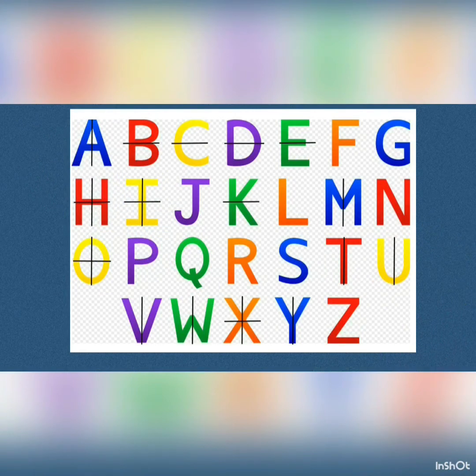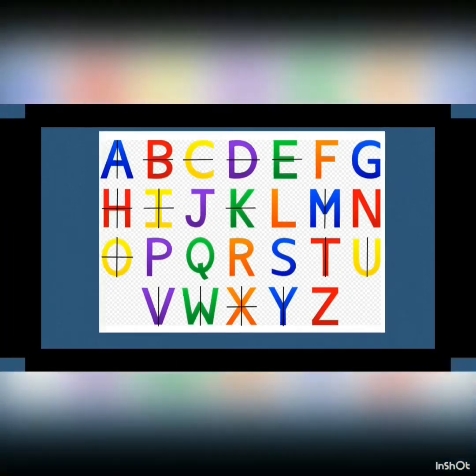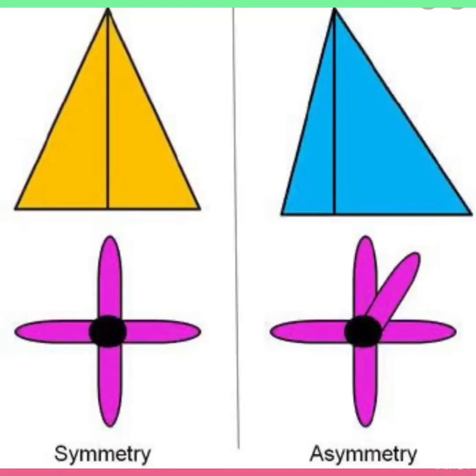In the same way, some English alphabets also have both vertical as well as horizontal line of symmetry. But some do not have any line of symmetry. Those alphabets are known as asymmetrical alphabets. So we can say that shapes that do not exhibit symmetry at all are called asymmetrical shapes.